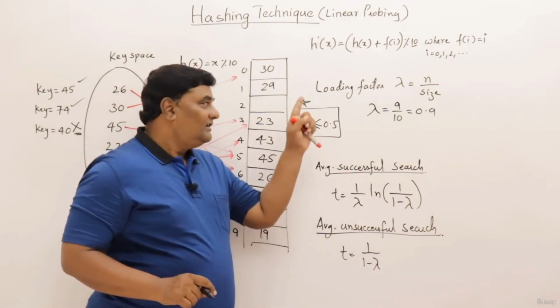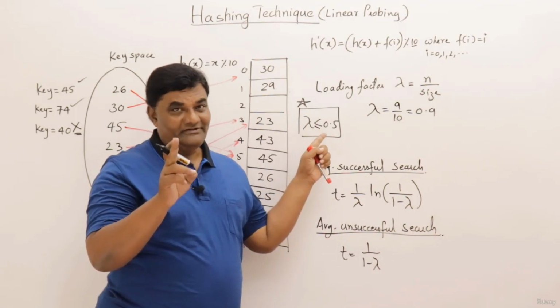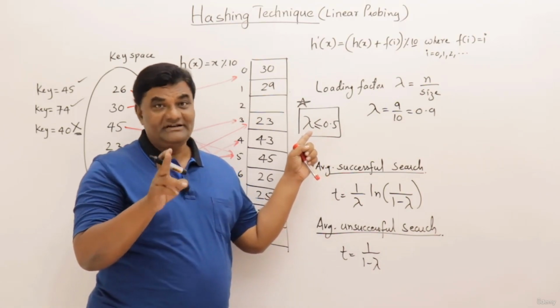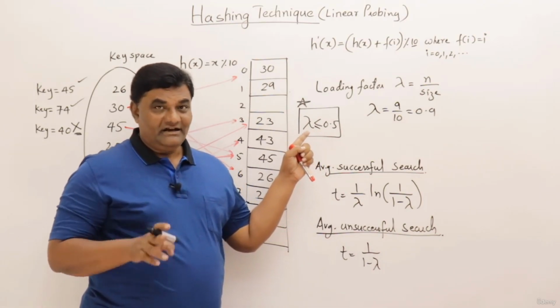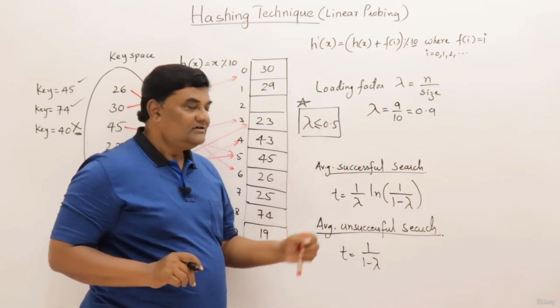Alright. So lambda should be less than 0.5. So lambda should be less than or equal to 0.5, right? I think this has cleared many doubts.